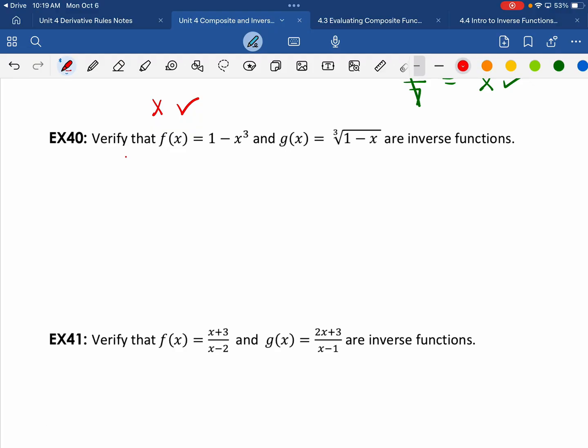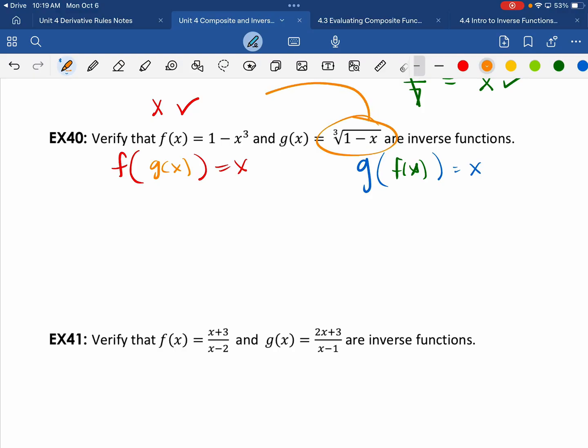So let's try it again. We're going to first verify that f of g of x equals x and g of f of x equals x. All right, so for the first one, I'm going to take this cube root and plug it into the x in the f equation. So I have 1 minus the cube root of 1 minus x, and then cubed.